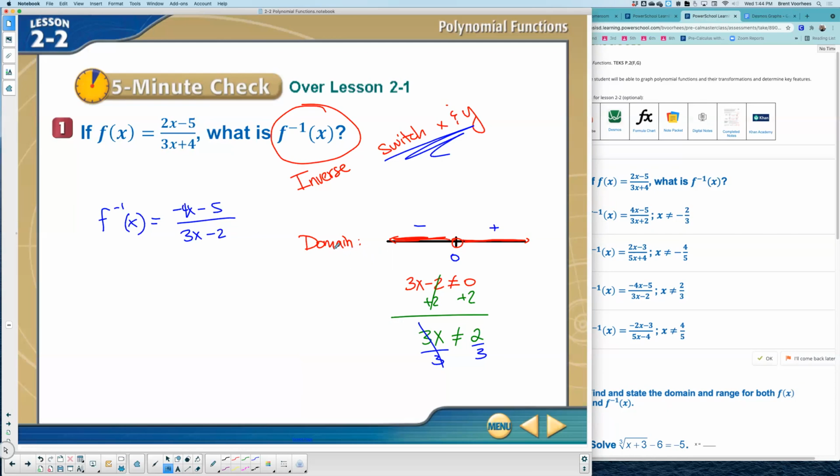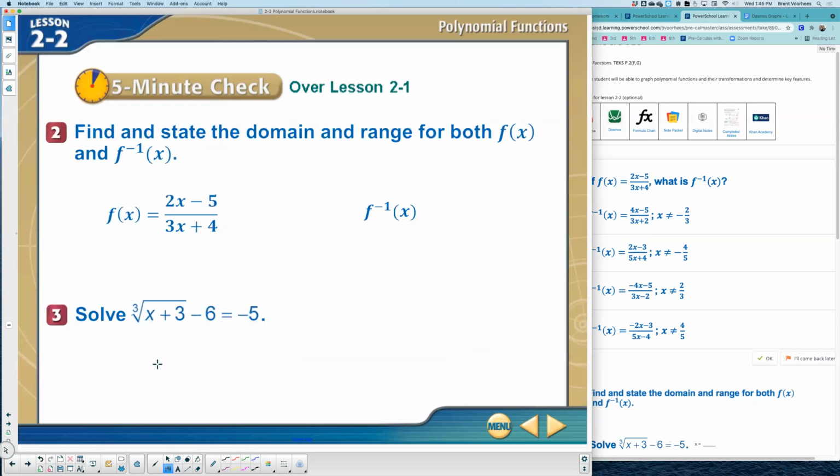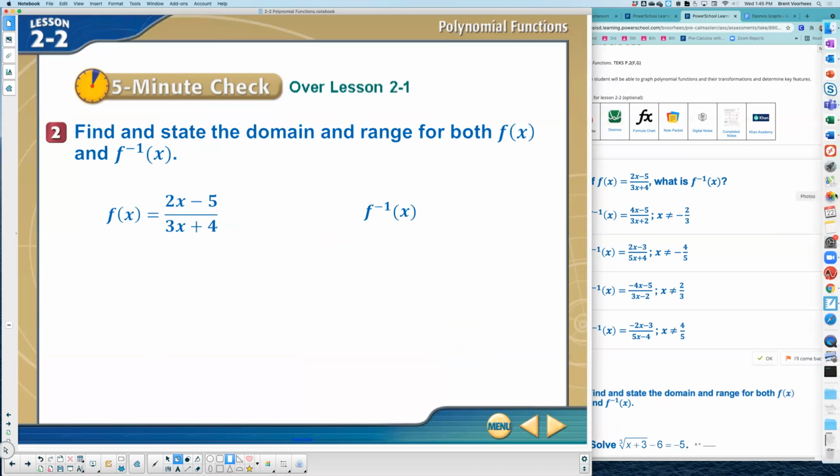So questions on how I cheated to get the answer on number 1? Okay, number 2. Number 2, and I'm going to get myself some more space here. It asks to find the domain and range for both the original and the inverse. I'm going to cheat again. We already got our domain of the inverse. We already found that.